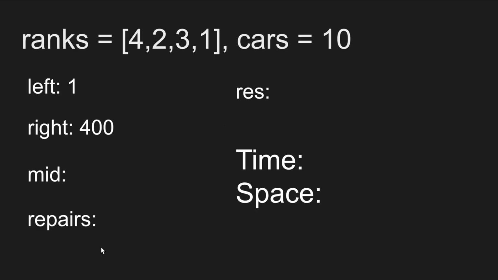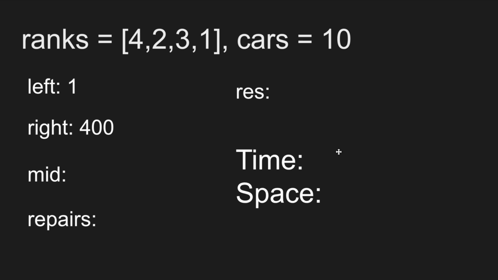So if the number of repairs is equal to cars, or if it's greater, then we can set the result to the middle value, and then we can shift the right pointer, which would be middle minus 1. However, if the number of cars that is repaired turns out to not be enough, meaning less than the cars variable, then we need to shift the left pointer because it means that we will need more time. So shifting the left pointer would be setting left to middle plus 1. And after the pointers meet, we will return what's in result, which is the minimum value that can repair the number of cars needed.